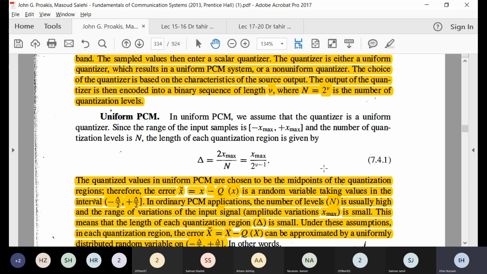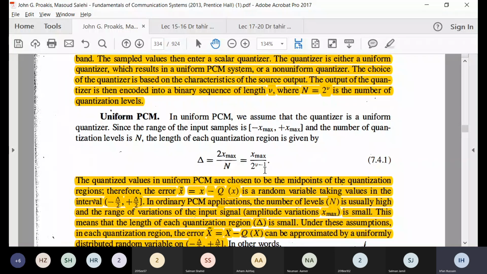Now going into a little bit more detail of uniform PCM. First of all, uniform PCM means it is a uniform quantizer. We studied uniform quantizing in the last lecture, which means all the levels are of the same width. Another assumption is that the range of the signal is restricted from minus x max to plus x max, and that the number of quantization levels is N. So for a uniform quantizer or uniform PCM, the size of each quantization region, or the length of each region, will be delta equal to 2 x max divided by N. You can also write it as 2 x max divided by 2 to the power v.